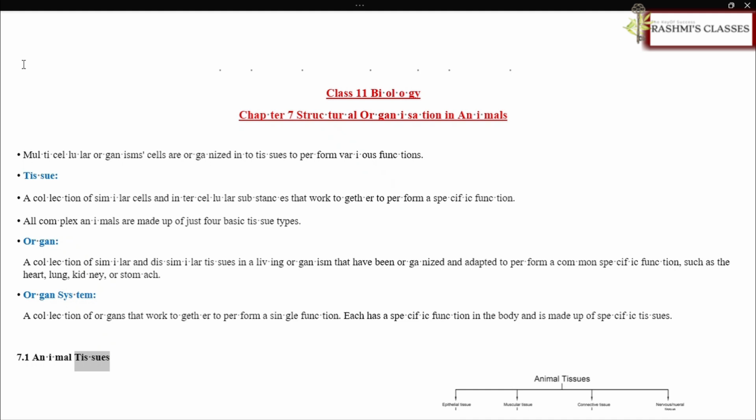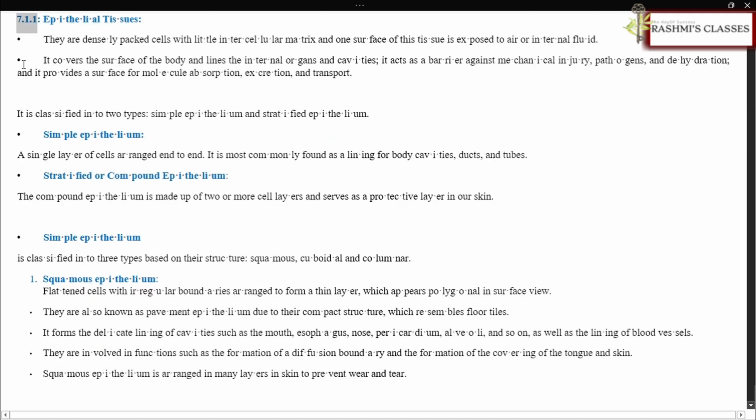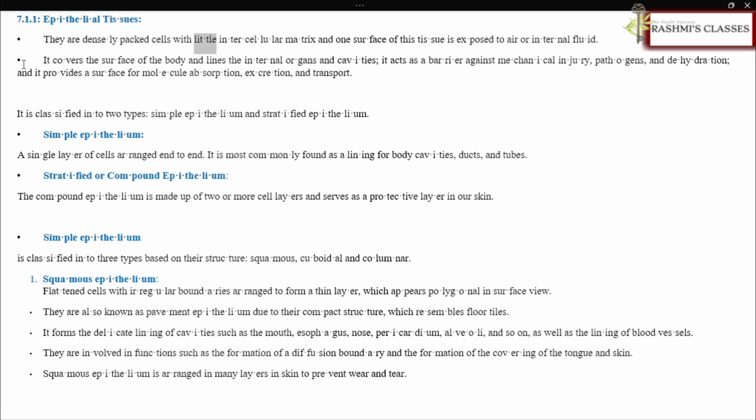7.1 Animal tissues. 7.1.1 Epithelial tissues. They are densely packed cells with little intercellular matrix, and one surface of this tissue is exposed to air or internal fluid. It covers the surface of the body and lines the internal organs and cavities. It acts as a barrier against mechanical injury, pathogens, and dehydration, and it provides a surface for molecule absorption, excretion, and transport. It is classified into 2 types: simple epithelium and stratified epithelium.